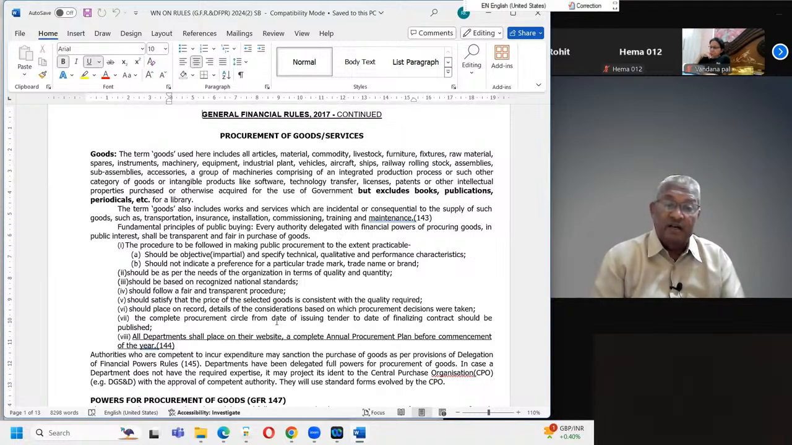GFR. इसमें ये सारा you can just go through. It will go to your head because everything we are purchasing for office purpose, that is goods. But what is not goods, peculiarly, that is the last sentence. That should go to your mind because that may be an important point for our question in the exam. But excludes books, publications, periodicals, etc.